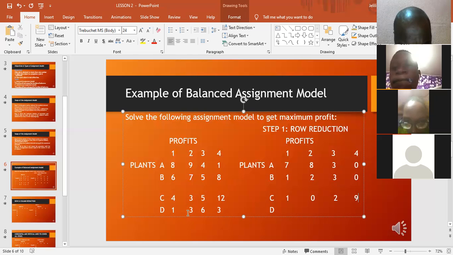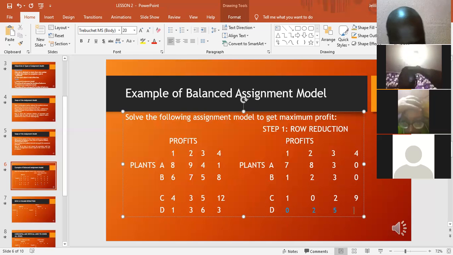So let's look at the last one. We have 1, 3, 6, and 3. What is the smallest? 1. 1 minus 1 is 0. Then 1 minus 3 is 2. 1 minus 6 is 5. And 1 minus 3 is 2.